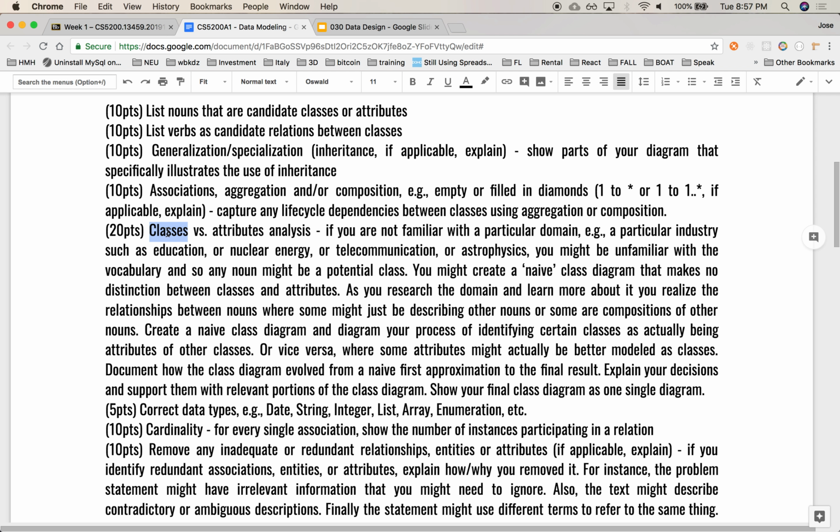So for each one of these, you need to show us your train of thought on making some of these decisions. You first come up with a first approximation of a class diagram, and then show us different snippets of class diagrams as you make decisions, and back them up with your own train of thought and your decision making process.